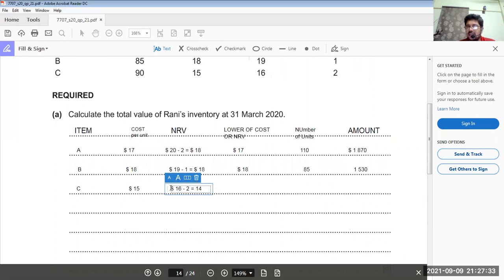Now NRV is lower than cost. So we have to keep this inventory at $14. Then number of units we have 90. So if you multiply $14 by 90, we get the amount 1,260.